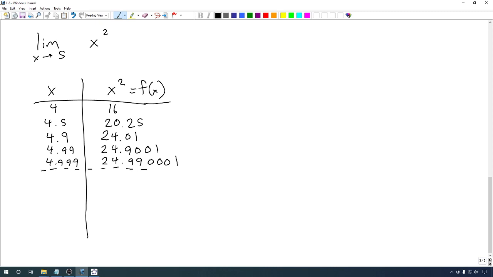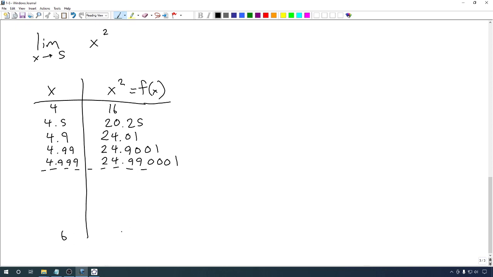And hopefully at this point we can see that as we get closer and closer to 5, our numbers are getting closer and closer to something. You might be able to guess what that is, but let's look at the other direction first before we talk about that. So I started 1 away from 5. I'll start 1 away from 5 on the other side.